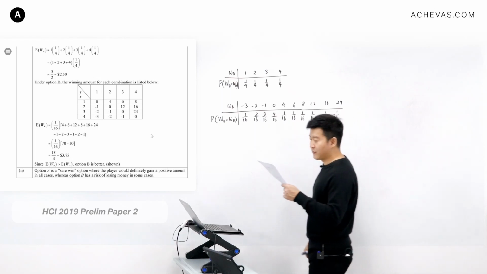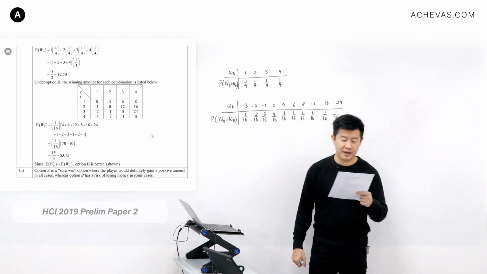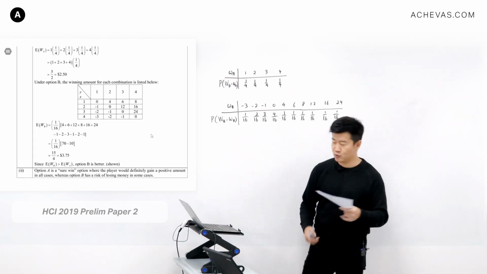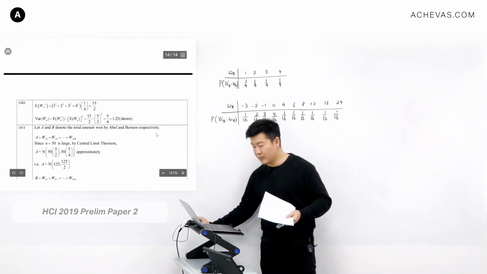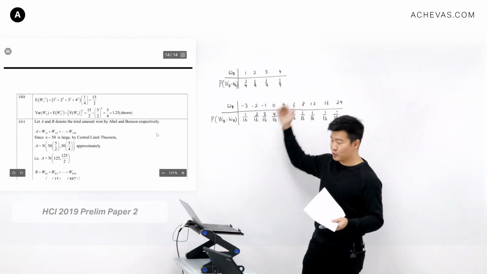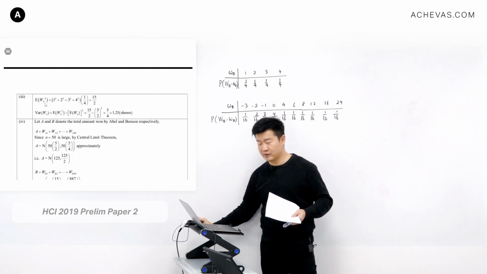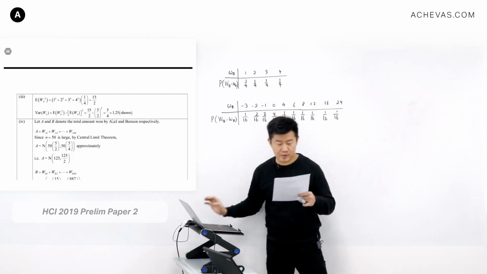Part 3 shows that the variance of the amount won by a player who plays option A is 1.25. This is easy. Since we have already built for ourselves the probability distribution table, we can find the expectation of WA squared, then apply it into the formula. I'll be able to show this.